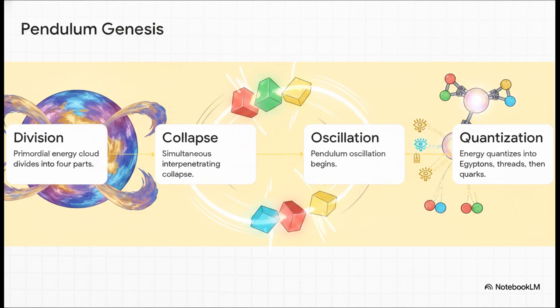And this is where the physics gets really incredible. This vibration literally quantizes the energy. The energy condenses first into baseline units called egyptons, which then form threads and finally create quarks, assembling into a highly structured mechanical universe built of those perpendicular triple-quark bodies we just talked about.